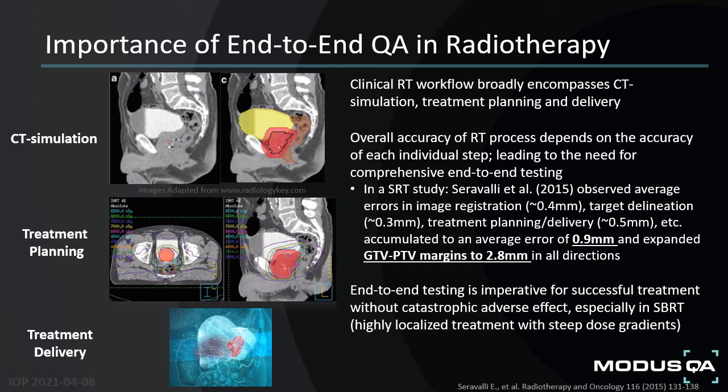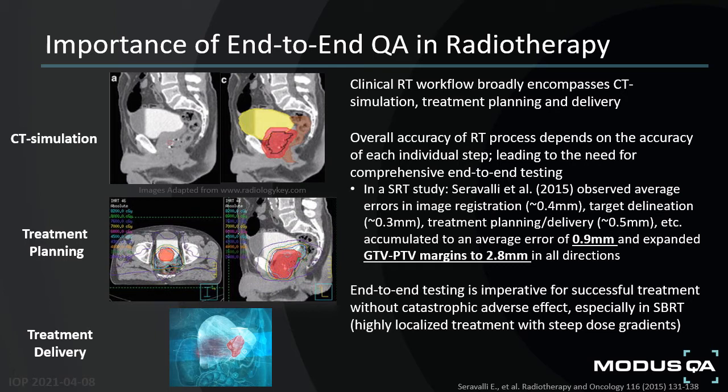the average errors resulting from image registration, target delineation, treatment planning and delivery process all individually did not exceed 0.5 millimeters, its culmination actually resulted in expanding the GTV-PTV margins by 2.8 millimeters in all directions, which, considering that this was done in the brain, can possibly make or break the RT treatment success. And so from this, it can be said that the overall accuracy of the RT process can depend on the accuracy of each individual step, hence leading to the development and now the increasing popularity of end-to-end testing.